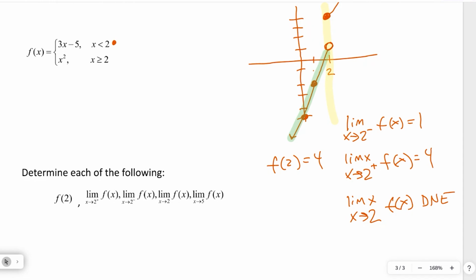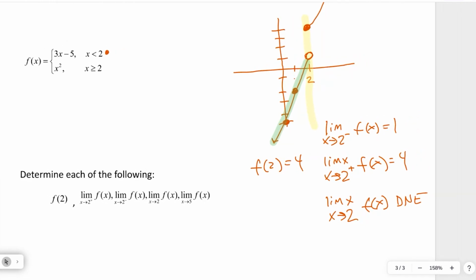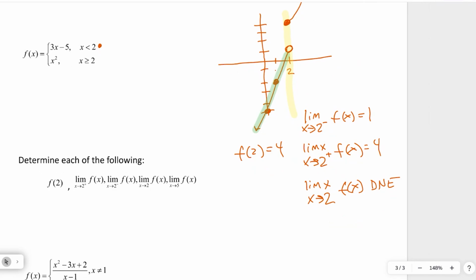What's the limit as x approaches 5? We don't have that on the graph, I didn't label it, but we know that x equals 5 is on this piece, so we can just use direct substitution in that piece. And 5 squared is 25. As long as we know it's continuous, which all polynomial functions are. We'll do a deeper dive into continuity in a few days, but the limit as x approaches 5 is 25.